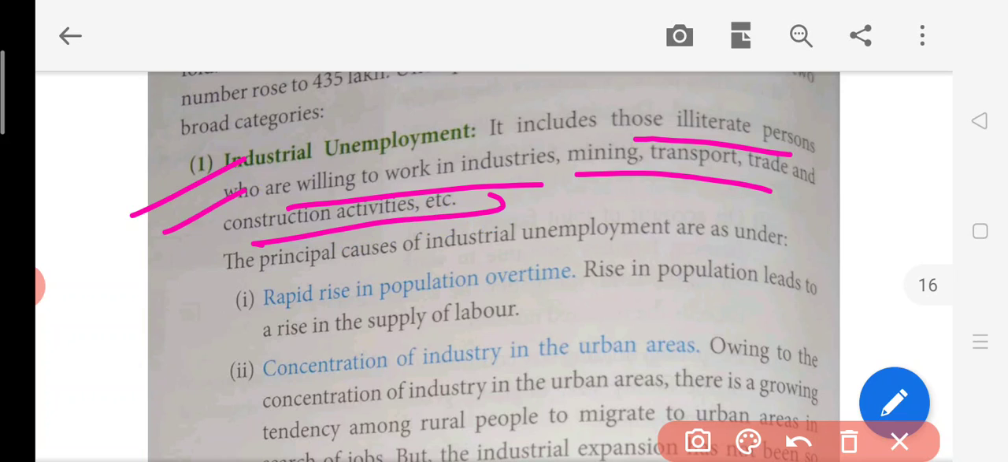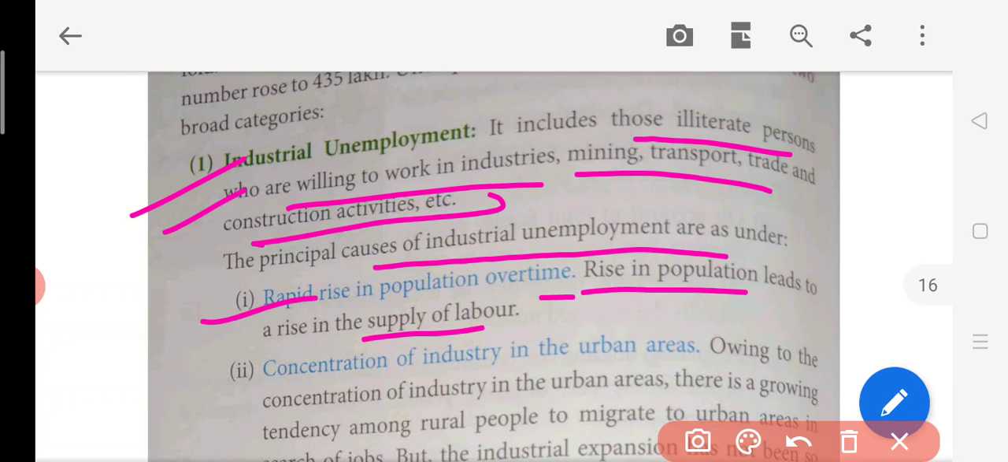The principal cause of industrial unemployment is the rapid rise in population over time. Because there is a huge rise in population, the supply of labor is more in relation to its demand. The demand is less and the supply is more. So this leads to industrial unemployment.